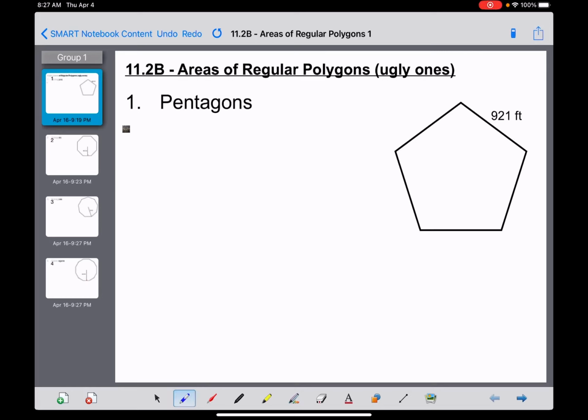Okay, moving into the second half of our notes on 11.2. So I'm calling this 11.2b, areas of regular polygons, and these ones are going to be a little bit uglier than the ones that we covered in 11.2a. You'll see why in a minute.